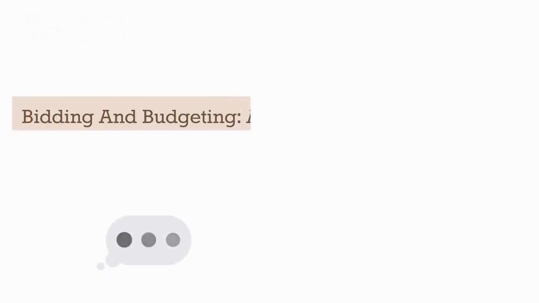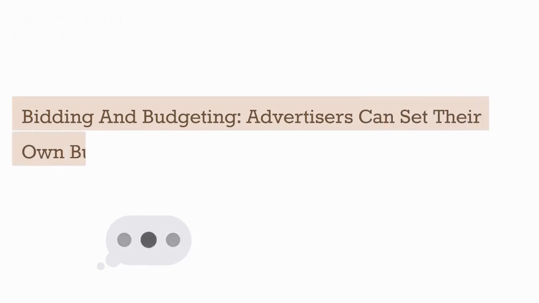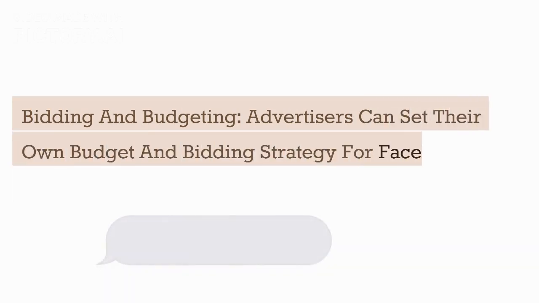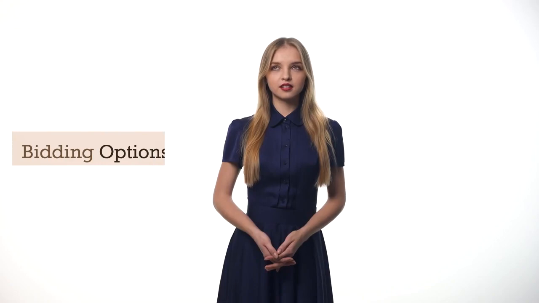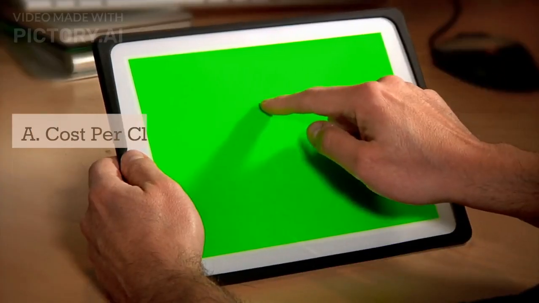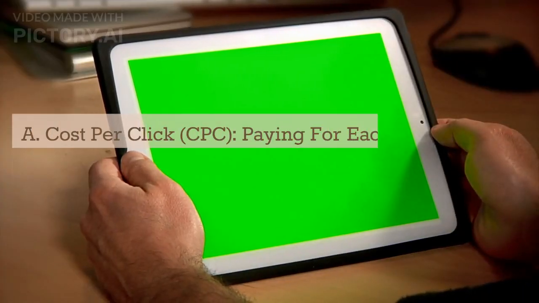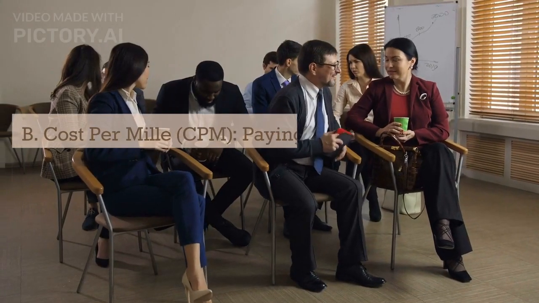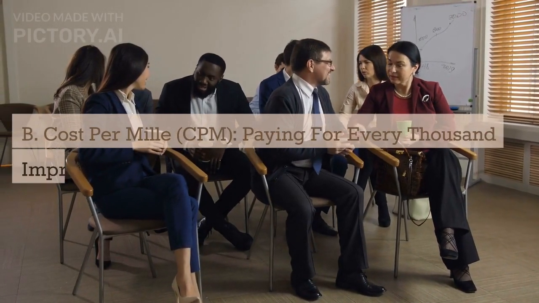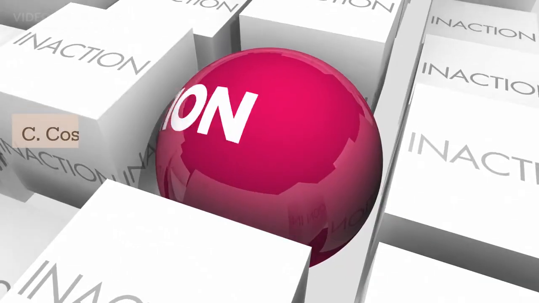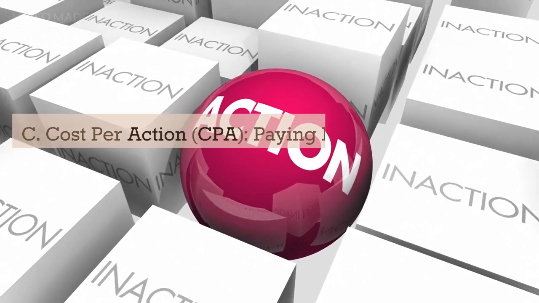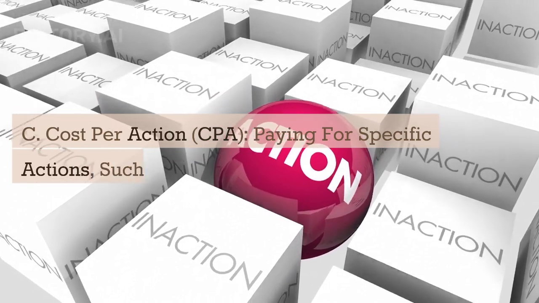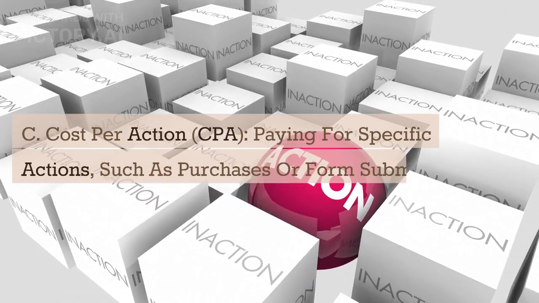Bidding and budgeting. Advertisers can set their own budget and bidding strategy for Facebook ads. Bidding options include: A. Cost per click, CPC, paying for each click on the ad. B. Cost per mille, CPM, paying for every 1,000 impressions of the ad. C. Cost per action, CPA, paying for specific actions, such as purchases or form submissions.